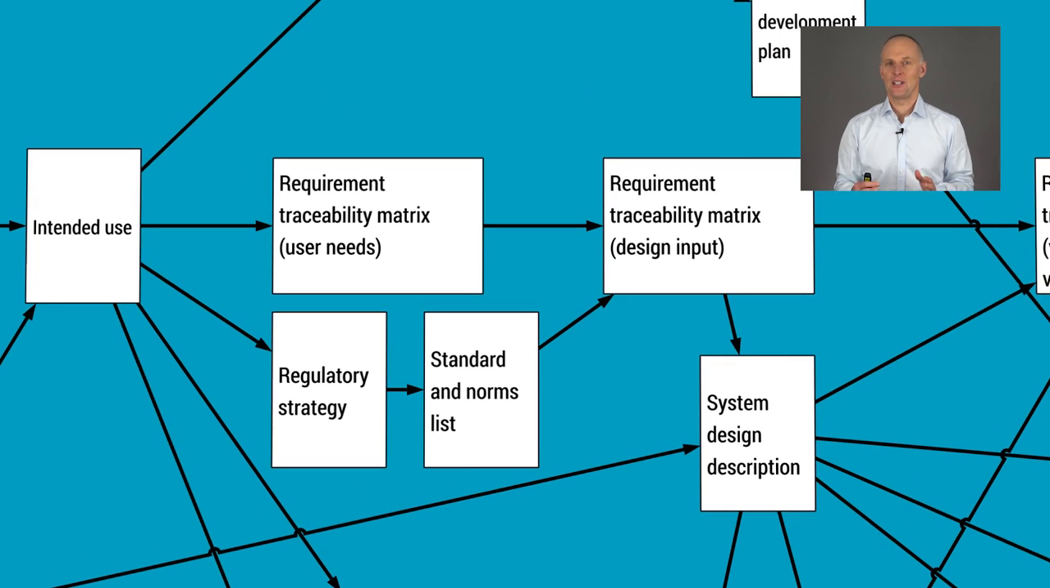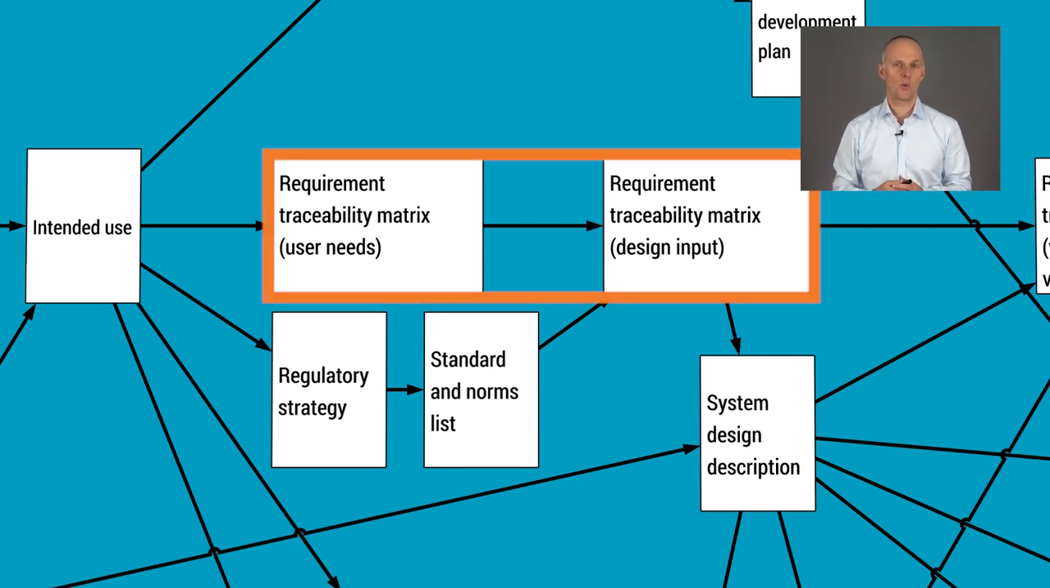Now, when you have defined intended use, you should be able to start discovering what the future users of your new product will need. The user needs must be documented, and a common place to do that is in a requirement traceability matrix. And when you know what the user needs are, then you can translate the user needs to technical requirements that will make sure the product satisfies the user needs. Also, the technical requirements or design inputs should be documented. This can also be done in the requirement traceability matrix. Here, I'm showing the requirement traceability matrix as two steps, where user needs would be the first, and then design inputs will be defined. In reality, this is a highly iterative process.